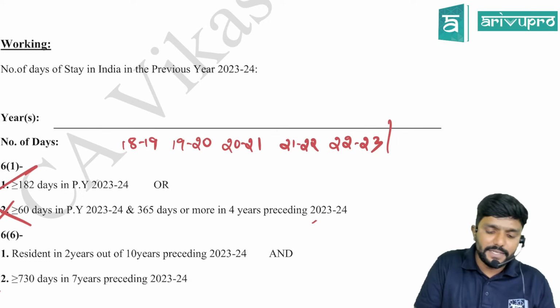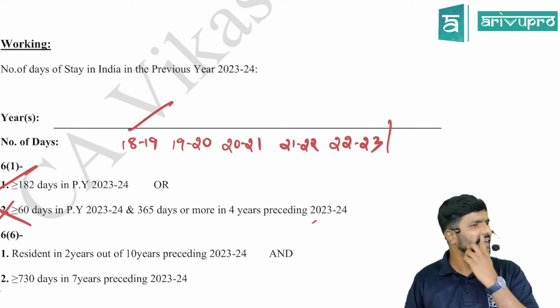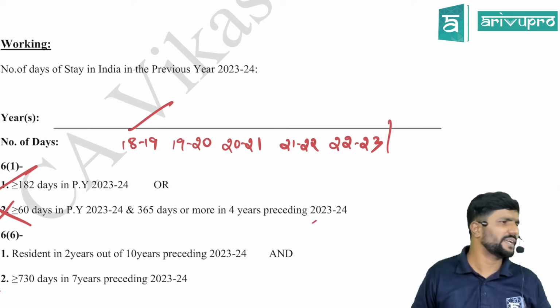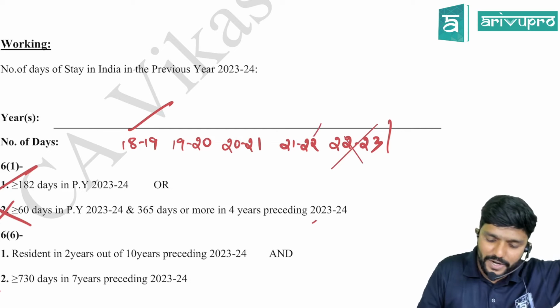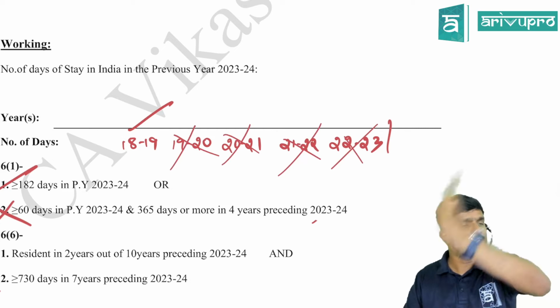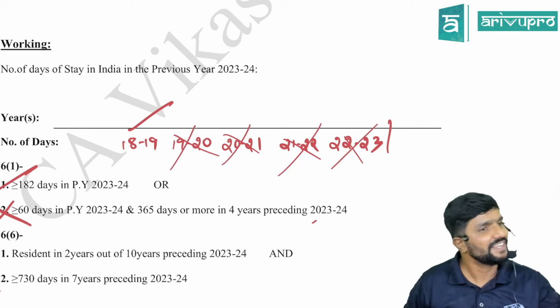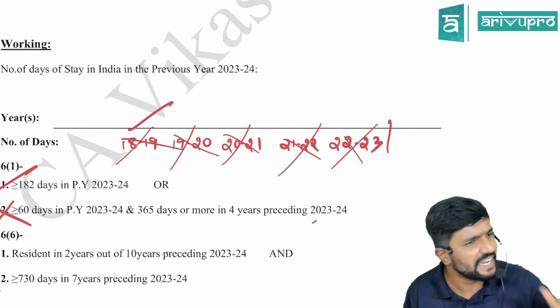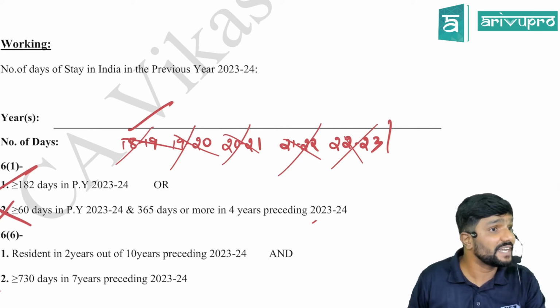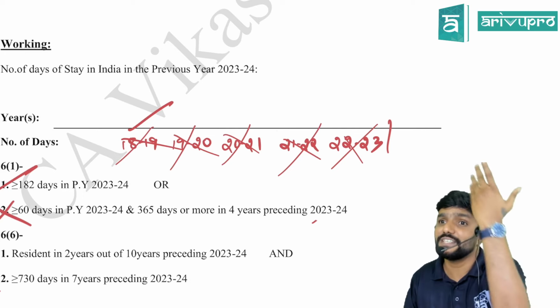When did he leave? In this year, 18-19. I guess July, right? Somewhere in July. So it is 18-19. Now just remove these years: 1, 2, 3, 4. 4 years removed, still 6 years remaining. In those 6 years, remove this year also. Another 5 years he was in India. So for those 5 years he was resident.